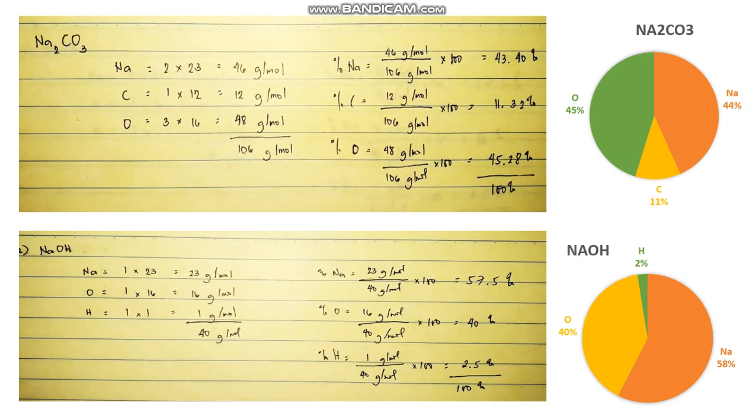In our pie graph, we just round it up to a whole number. So for sodium, you have 44, for carbon, you have 11%, and for oxygen, you have 45%. For number 2, you have your sodium hydroxide. Sodium percentage is 57.5, oxygen is 40%, and hydrogen is 2.5%. Again, an example of the pie chart is on the right.